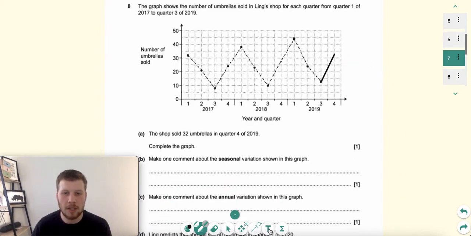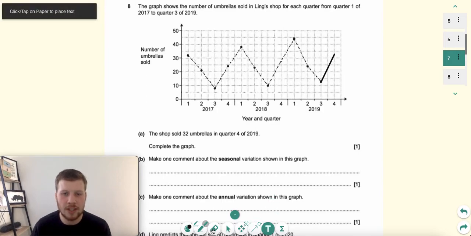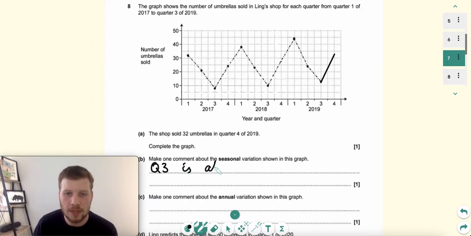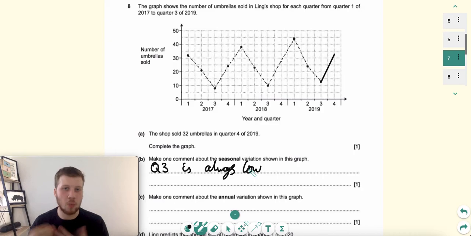Make one comment about the seasonal variation of this graph. Well, you could mark multiple things, but the main thing to notice is that quarter 3 is always the lowest, and that would be in winter, or summer, sorry, and quarter 1 is always the highest, which is in summer. So you'd say something about a specific actual quarter.